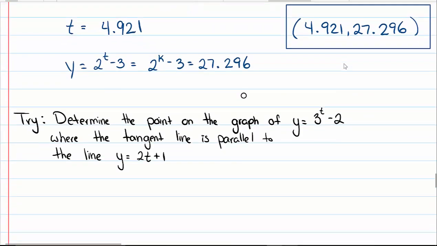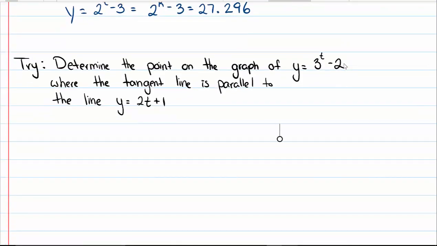All right, so now I want you to try this one on your own. Determine the point on the graph of y equals 3 to the power of t minus 2, where the tangent line is parallel to the line y equals 2t plus 1. So go ahead right now, take a second, and work that out.